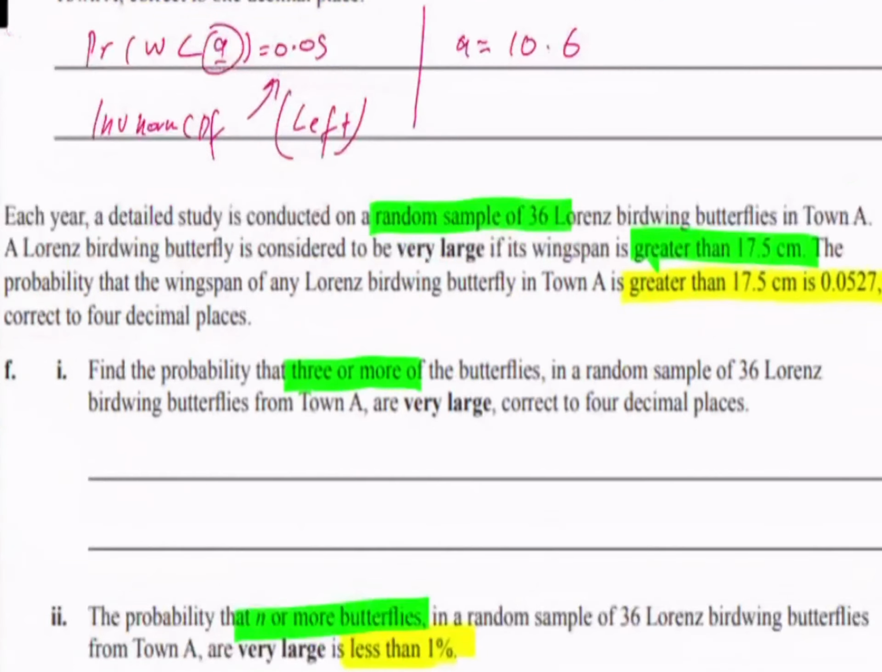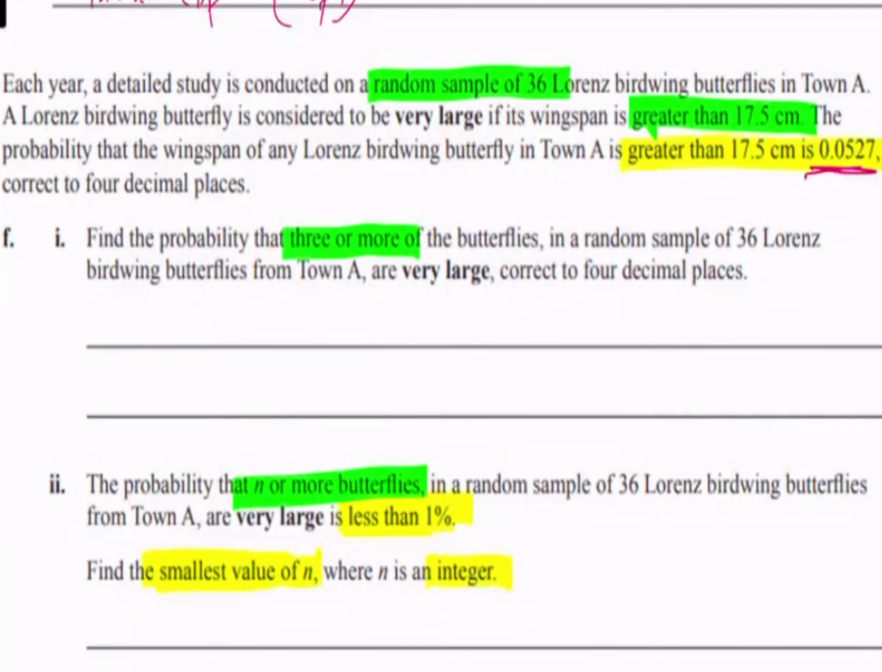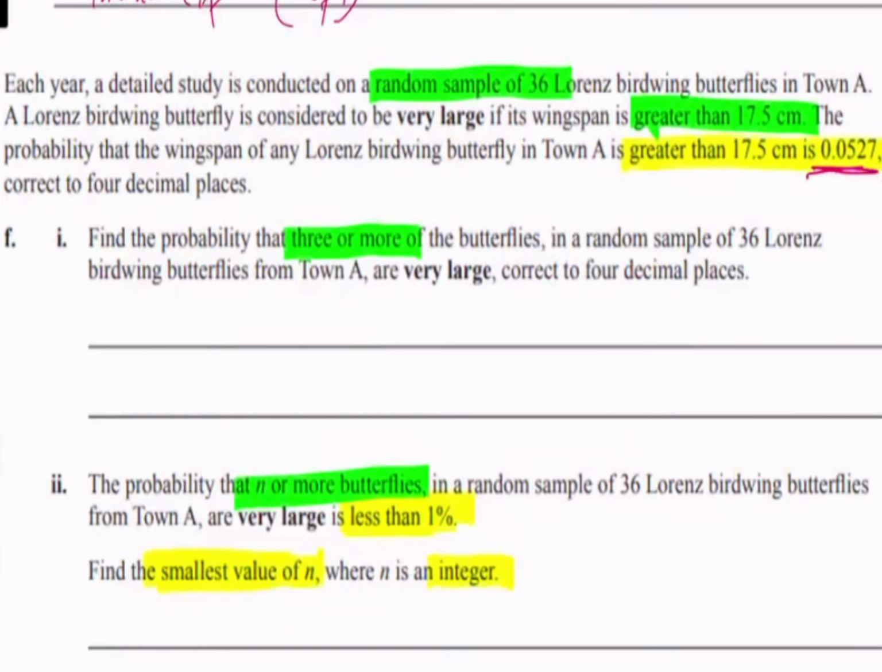So next part is that there's a sample of 76, and now they're very large if it's greater than 17.5. And now they've given us the probability that it's large as well. So find the probability that in a sample of 36, 3 or more are large.